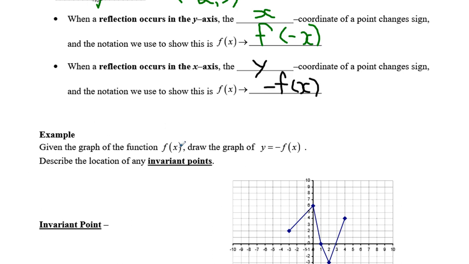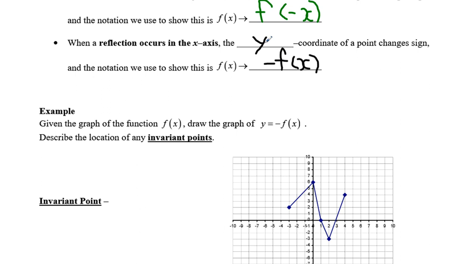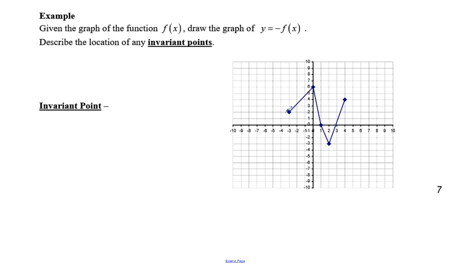Given the graph of the function below, draw the graph of negative f of x. Not a problem. Negative f of x, right here, the y changes. So this point here, negative 3, 2, becomes negative 3, negative 2. This point at 0, 6 becomes 0, negative 6. This point here at 1, 0, well, put a negative on a 0. What happens when you put a negative on a 0? Not much. Therefore, it stays right there.